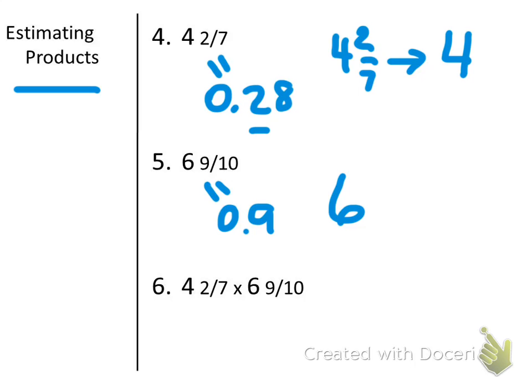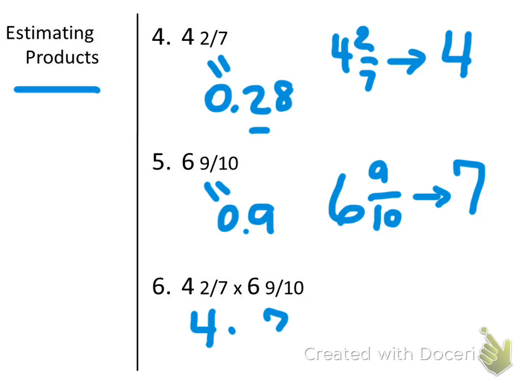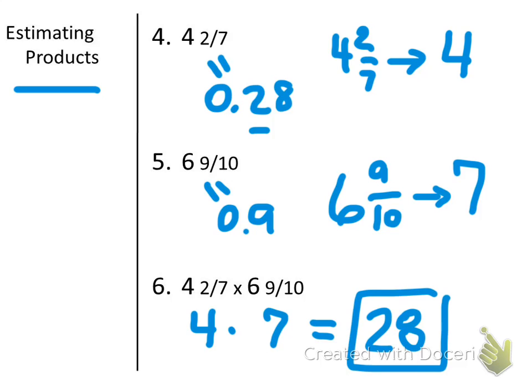And then I'm going to estimate 9/10. Is it closer to 5 or closer to 1? To the whole. That's correct. It's closer to the whole. So we're going to estimate that to be 7. So now I'm going to use my estimations. 4 times 7. And what is 4 times 7? 28. That is correct. So my estimation for estimating the products of 4 2/7 and 6 9/10 is 28.